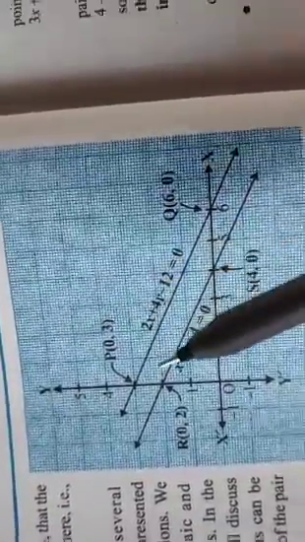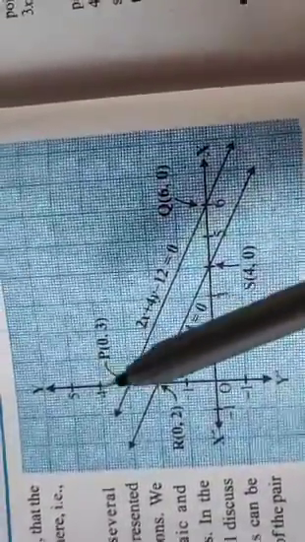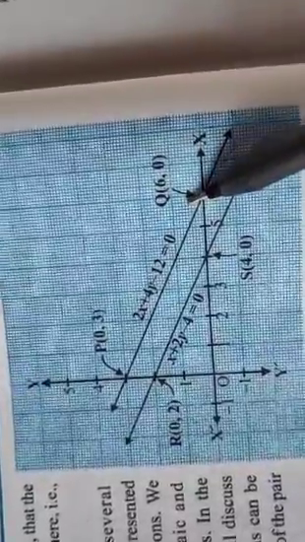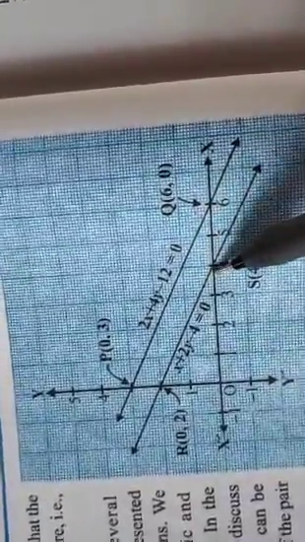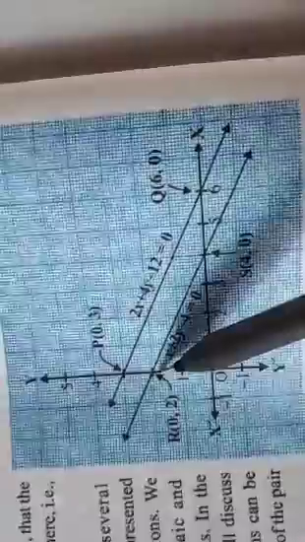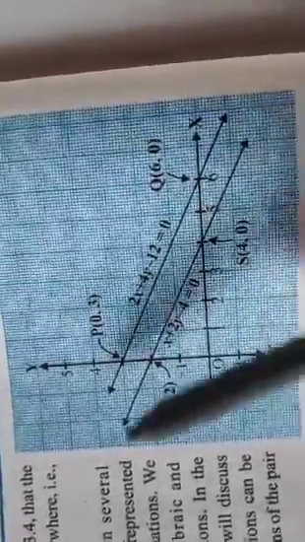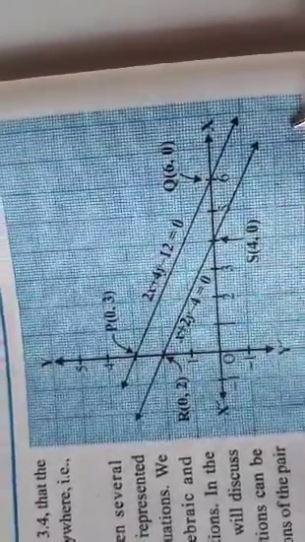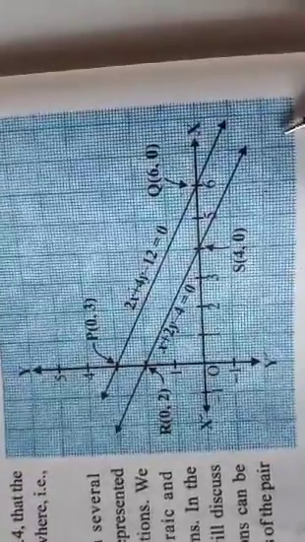The points which I gave you: 0 and 3, 6 and 0 for the second equation, and 4 and 0, 0 and 2 for the first equation. So you get that the lines are parallel. Now can you tell me why the lines are parallel?